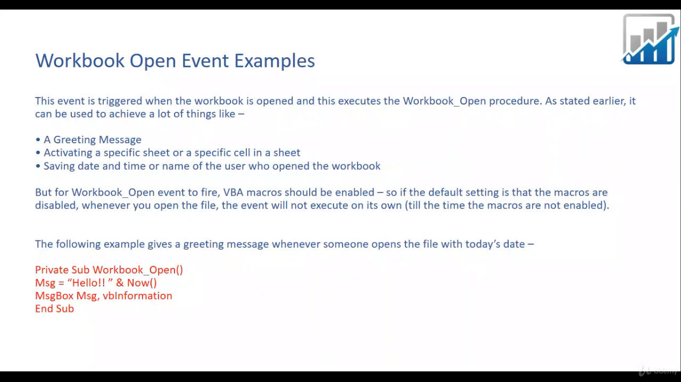Now over here, I look at some event examples. Workbook Open is one of the most widely used events. For example, if I want a greeting message as soon as I open my Excel file, I can use a workbook event. If you look at this particular code, Private Sub Workbook_Open, I'm using the Workbook Open event over here. So let's see how this works.